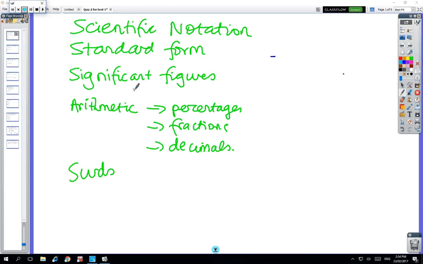Okay, so we're looking at a second quiz for the test coming up for Year 9, and the things I'm going to cover here are scientific notation, standard form, significant figures, some arithmetic perhaps, and some surds as well. So that's the things, and the other quiz was on Pythagoras.